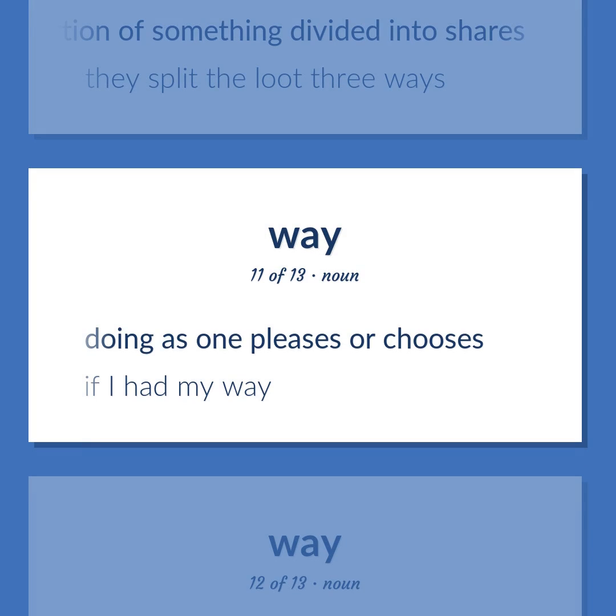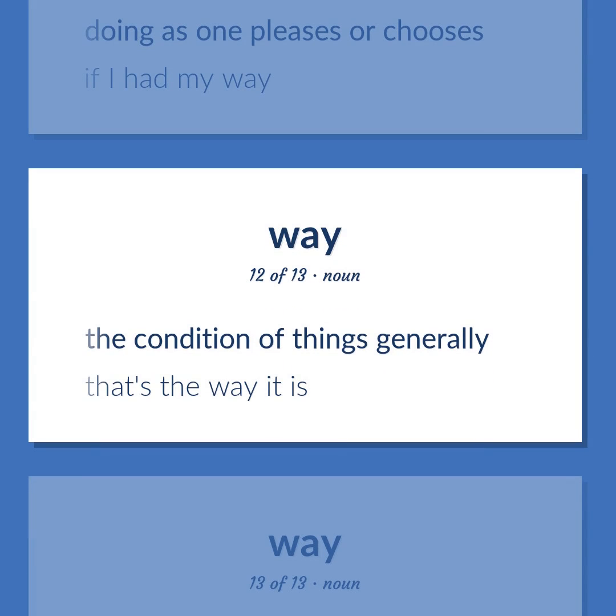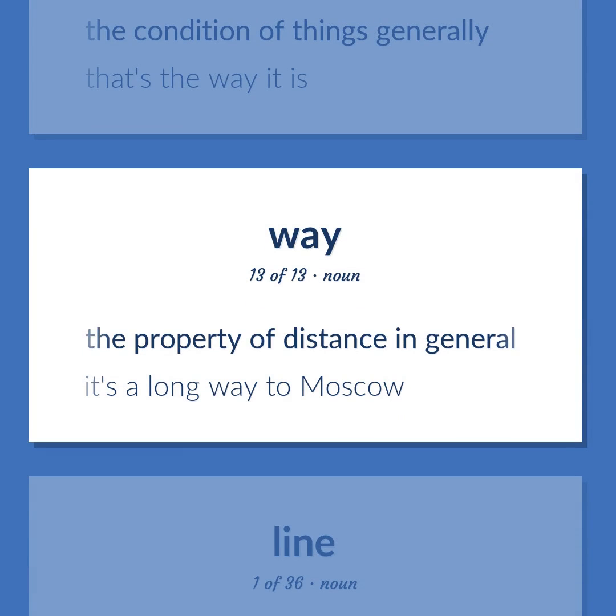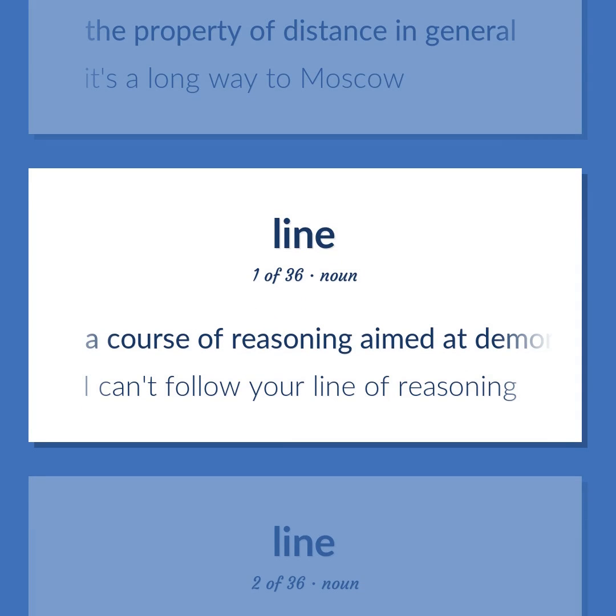Doing as one pleases or chooses. If I had my way. The condition of things generally. That's the way it is. The property of distance in general. It's a long way to Moscow. A course of reasoning aimed at demonstrating a truth or falsehood. The methodical process of logical reasoning. I can't follow your line of reasoning.